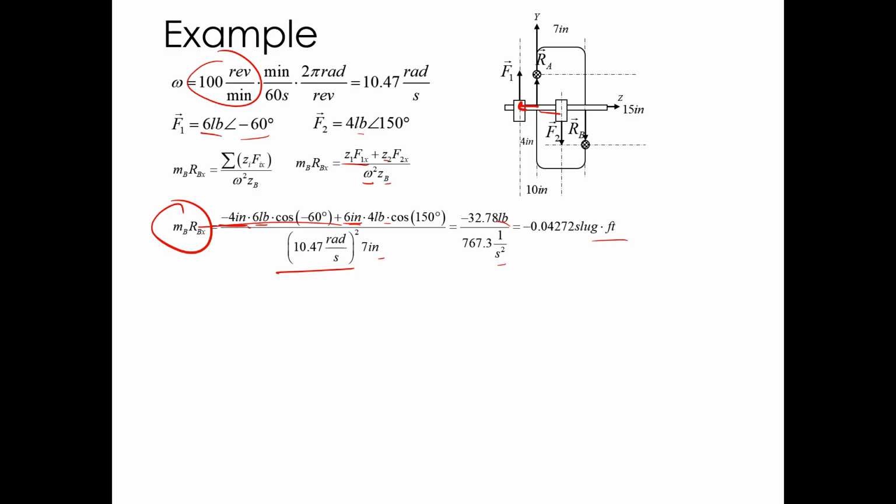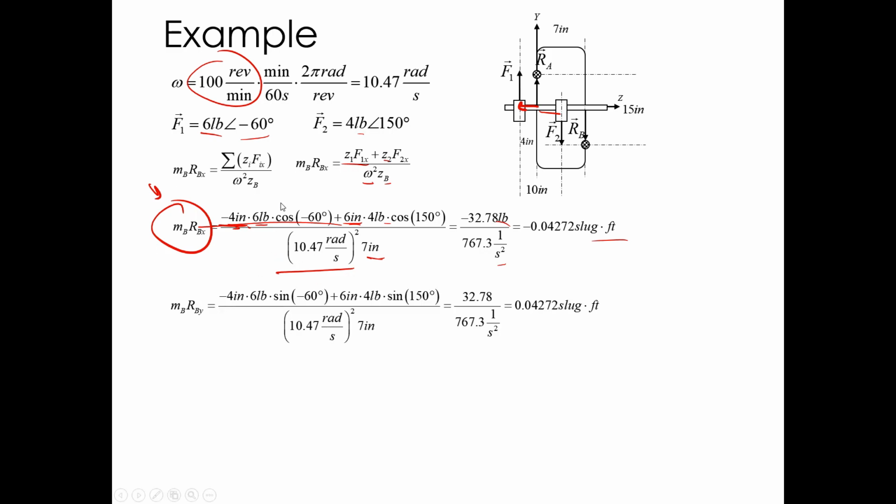Note that all of my dimensions so far have been measured in inches. At this stage, the inches here and the inches here will cancel out. But in this equation here, RBX will need to be in feet, and I need to convert it back to inches later on. You've got to watch your units on these balancing problems. It's a very, very common source of mistakes. The sign convention and the units will kill you on these.